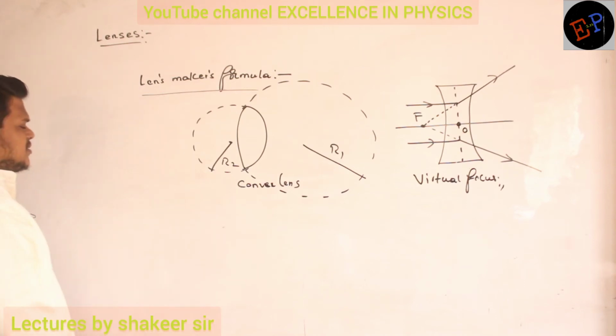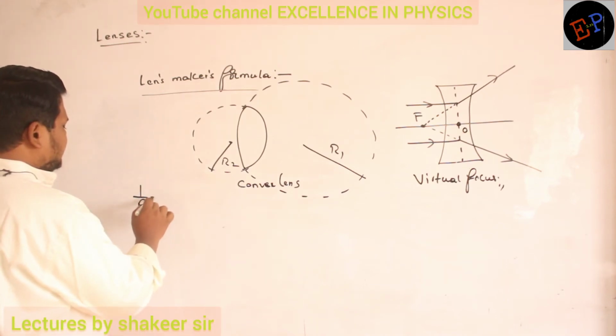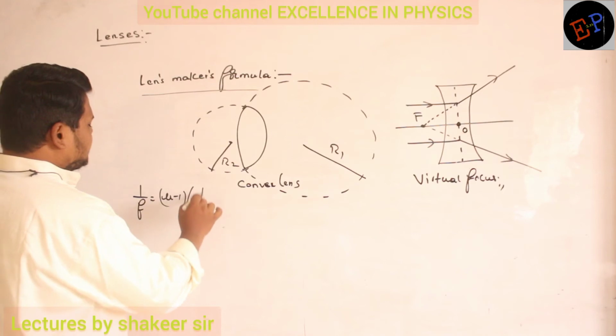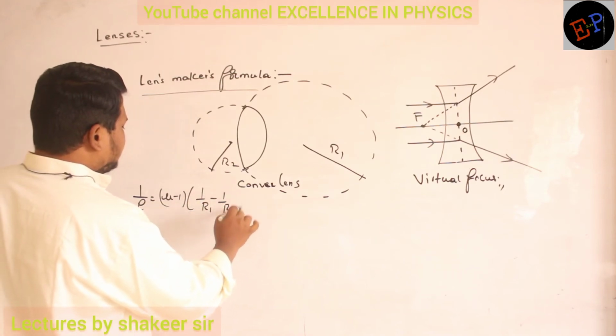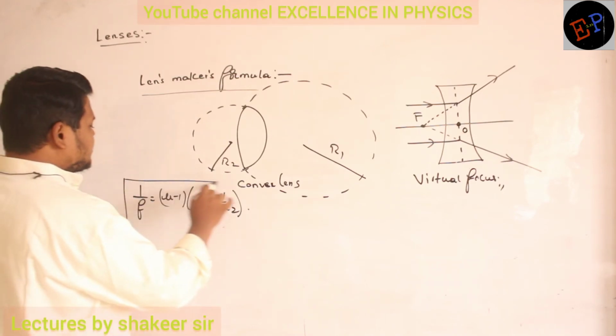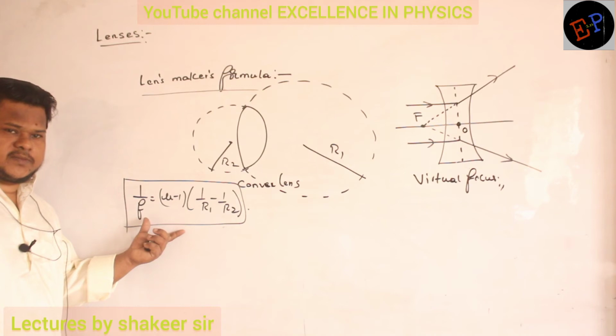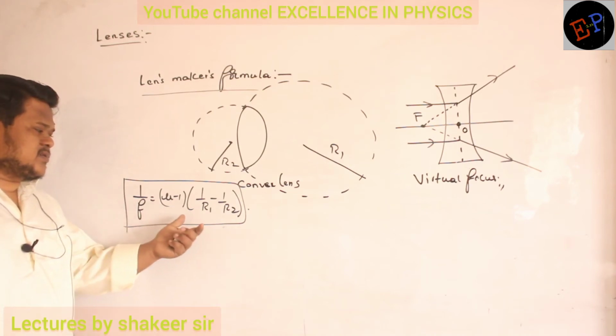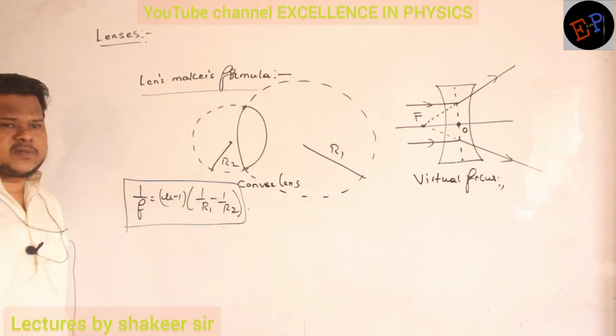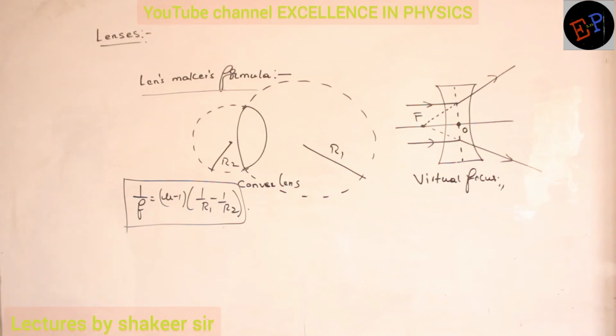And what is that formula? 1 by f is equal to (mu minus 1) into (1 by R1 minus 1 by R2). So this equation is called the formula of makers of lens. So lens makers, they use this formula. 1 by f is equal to (mu minus 1) into (1 by R1 minus 1 by R2). Are you able to understand?